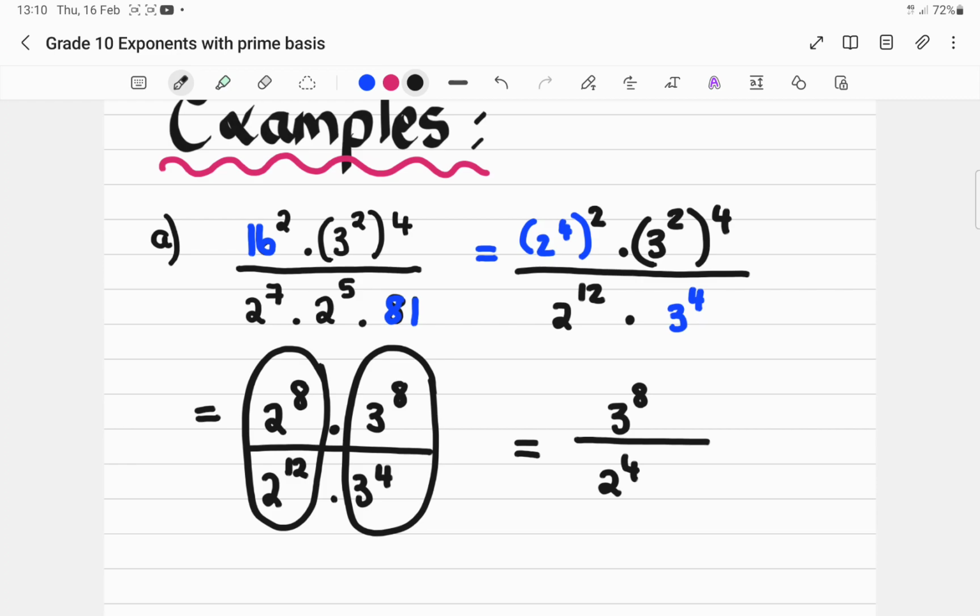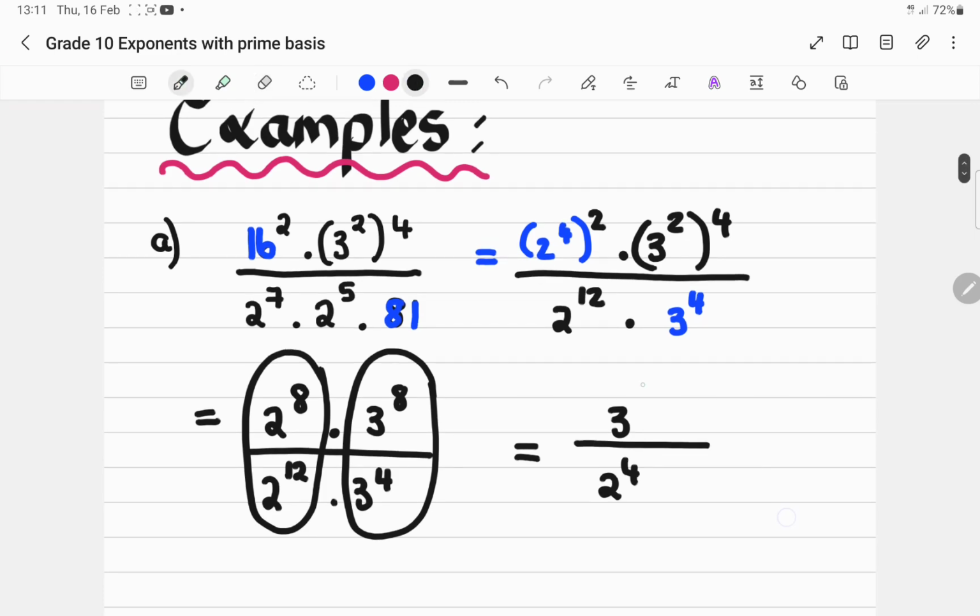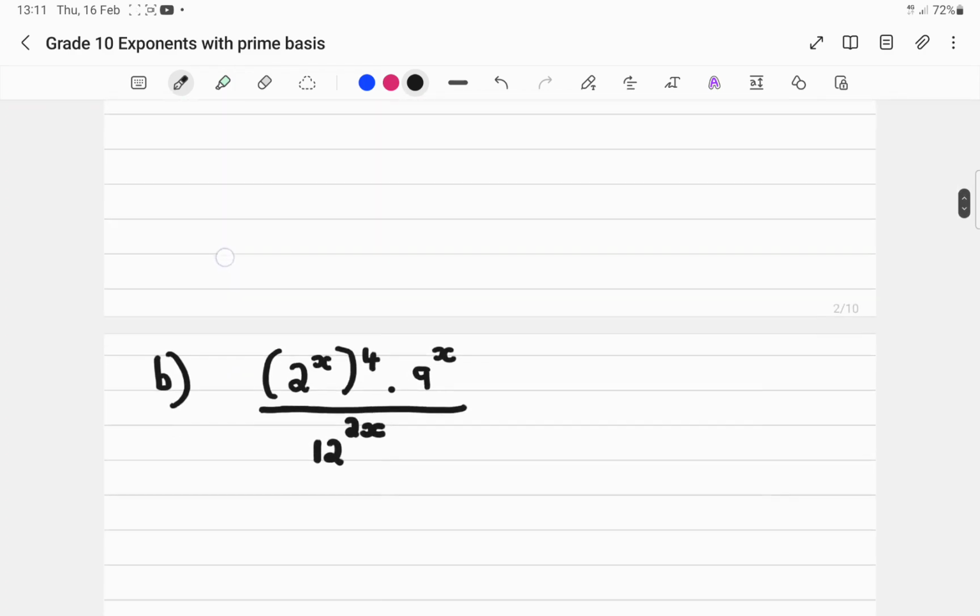3 to the power of, sorry, it's 3 to the power 8 minus 4, which is 4. Sorry, I wanted to say this answer didn't look correct. 3 to the power 4, which is 81, divided by 2 to the power 4. So it gives you 81 over 16. Okay, easy enough. I hope so.